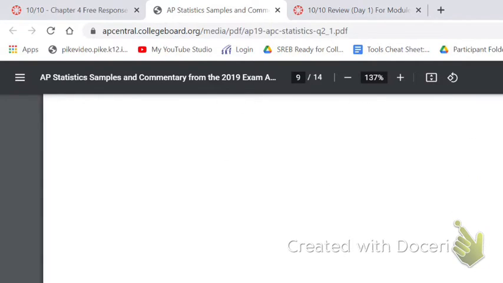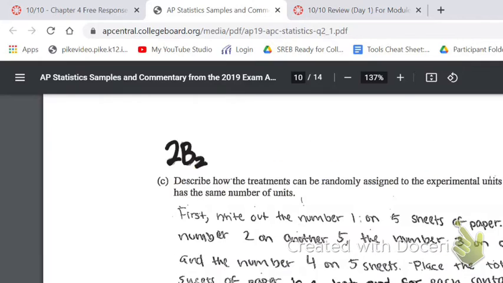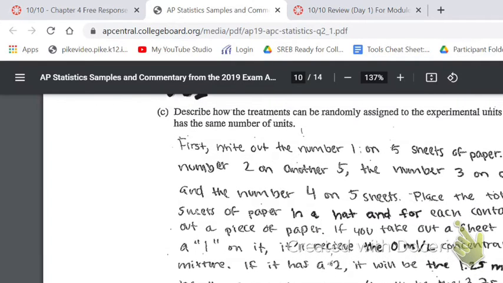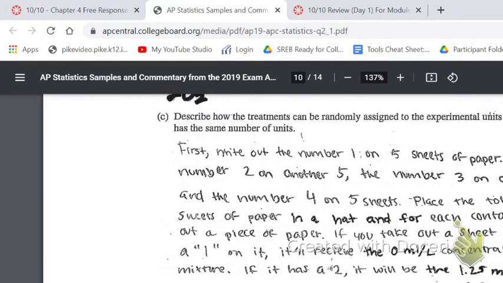All right, let's look at their design. First, write out numbers 1. I think that's supposed to say 1 to 5. 1 on 5 sheets of paper. Write got it. Write number 1 on 5 sheets of paper. Write number 2 on another 5 sheets of paper. Write number 3 on another 5 and number 4 on another. So they're using 20 sheets of paper.